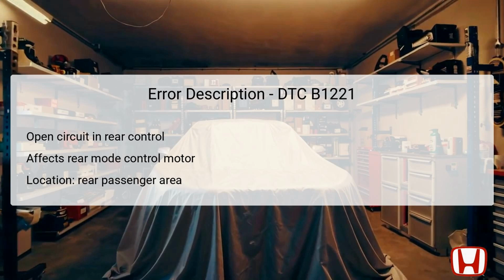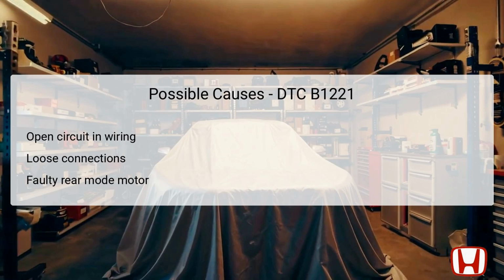Understanding how this motor functions and where it is situated is essential for effective troubleshooting. The rear mode control motor must receive a constant electrical signal to operate, which can be disrupted by poor connections or damaged wiring. Several possible causes could lead to DTC B1221. The most common issue is an open circuit within the circuit wiring, which prevents the rear mode control motor from functioning correctly. This may occur due to damaged or frayed wires.